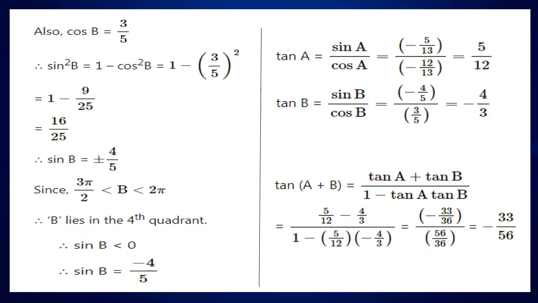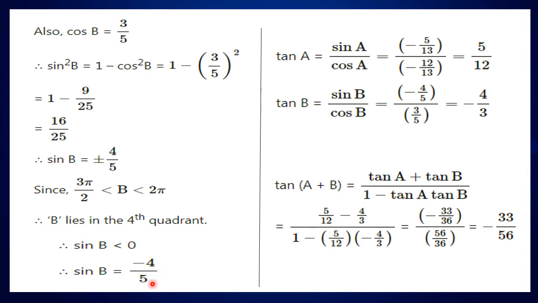Now from cos B we find sin B using the identity sin square B is equal to 1 minus cos square B, that is 1 minus (3 upon 5) the whole square, which is equal to 1 minus 9 upon 25. On simplification we get 16 upon 25. By taking the square root on both sides we get sin B is equal to plus or minus 4 upon 5. Given that B lies in the fourth quadrant, that is between 3 pi upon 2 and 2 pi, sin theta is negative. So here we take sin B less than 0, that is minus 4 upon 5.